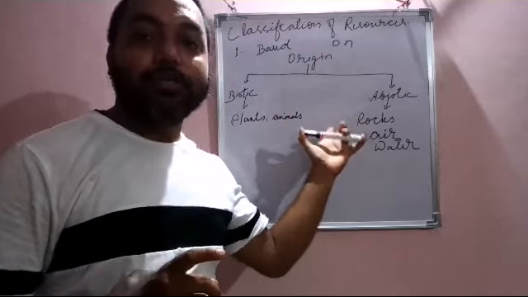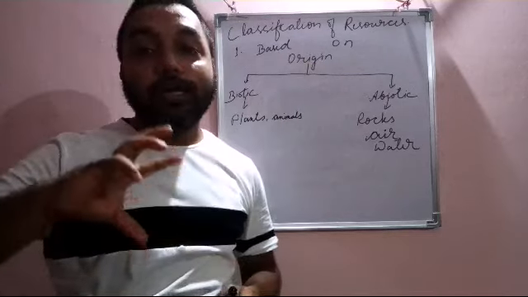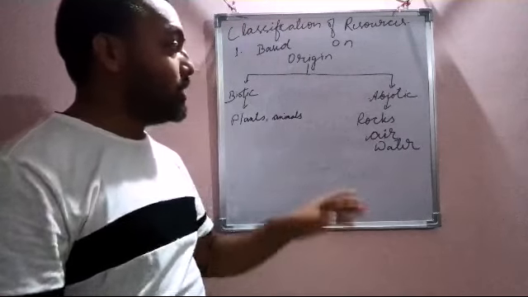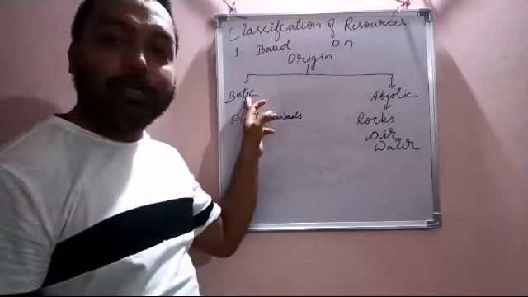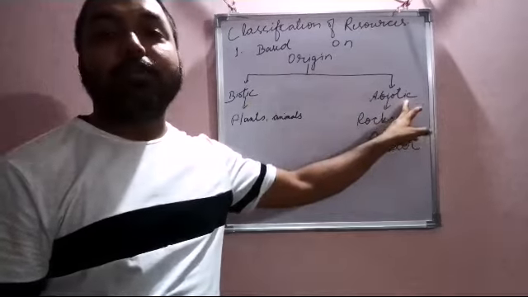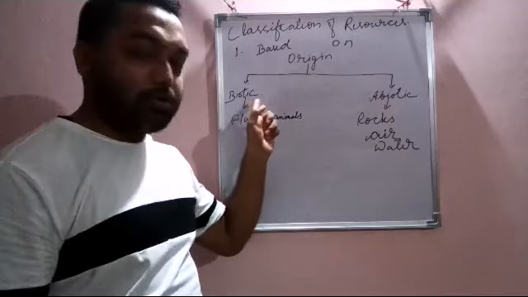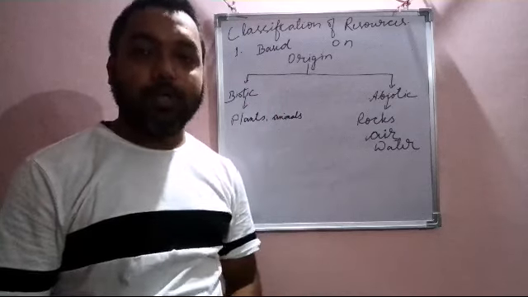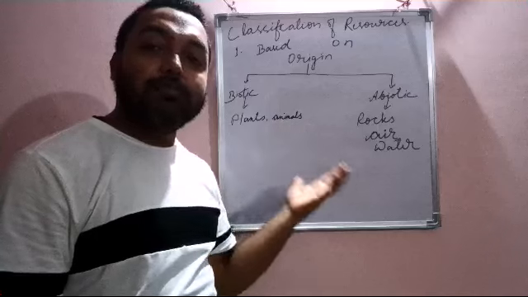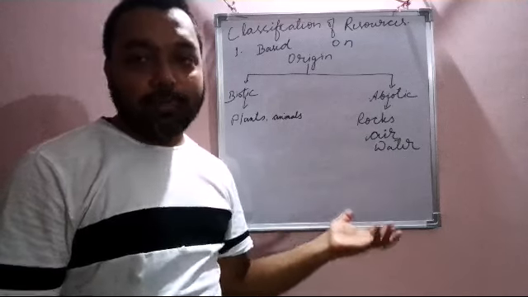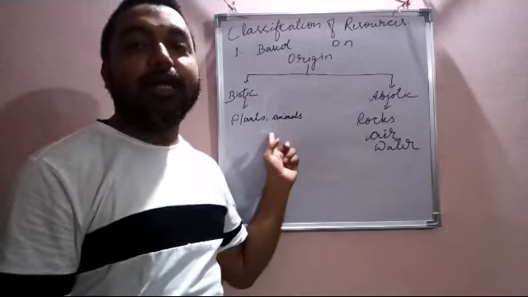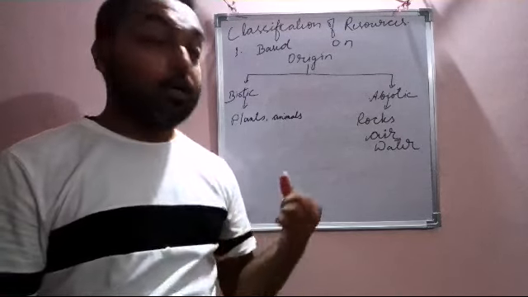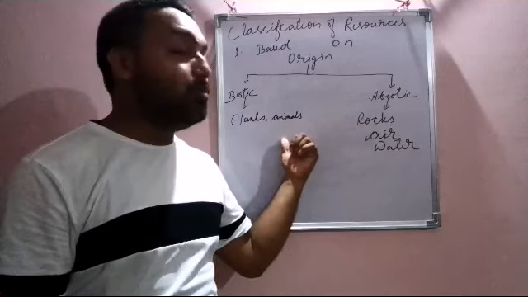Here the first classification is based on origin, from where the resources have originated. From that, the resources can be divided into two types. First is biotic resource, and second is abiotic resource. Biotic resources are those resources which originate from living things. For example, plants and animals are biotic resources. Human beings themselves are a resource, as we have already discussed. So this is called human resource.